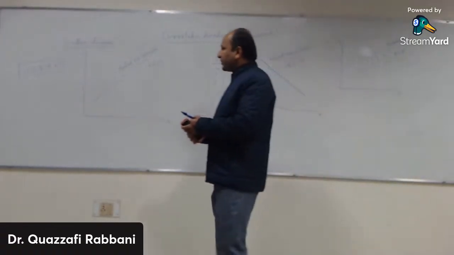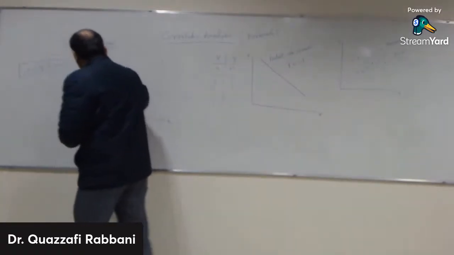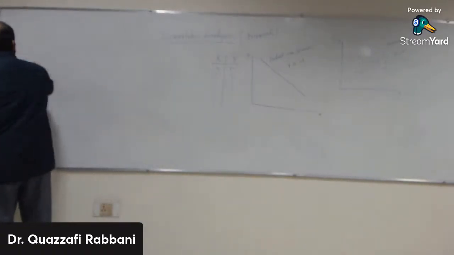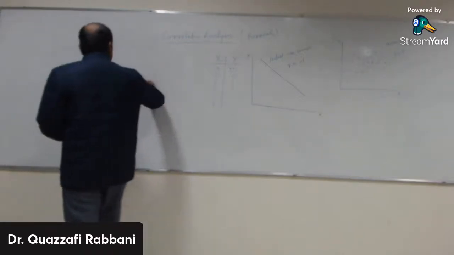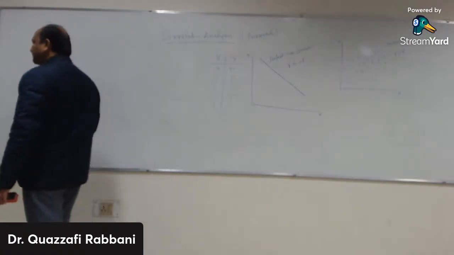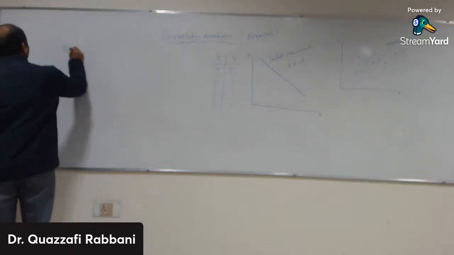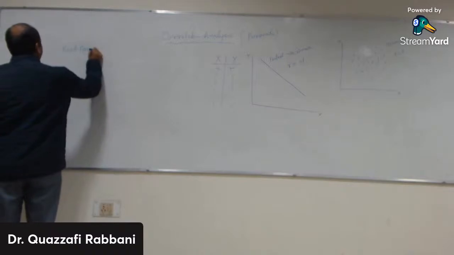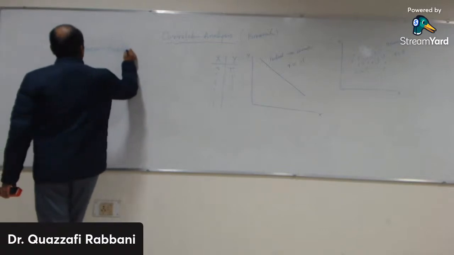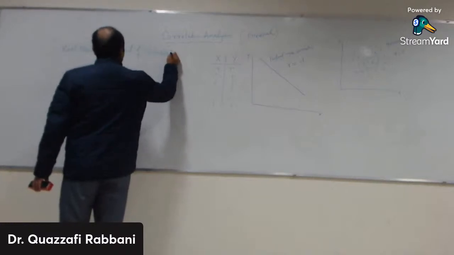So for finding the degree of correlation, we will use the coefficient of correlation, and this coefficient of correlation is given by Karl Pearson. So for finding the degree of correlation, we use Karl Pearson's coefficient of correlation.